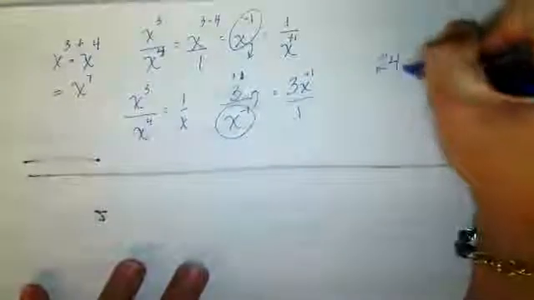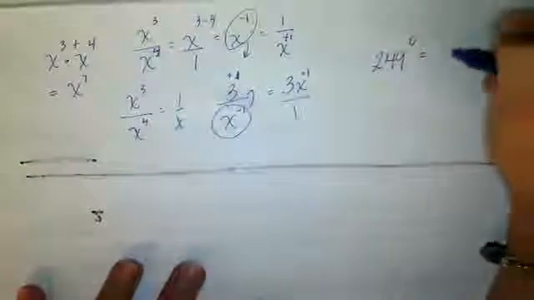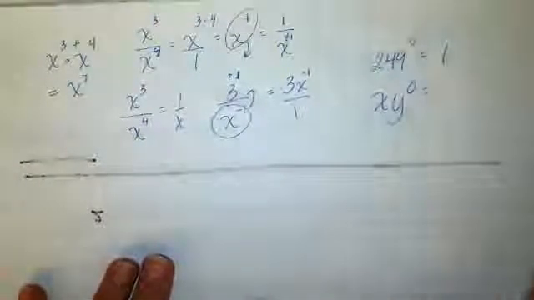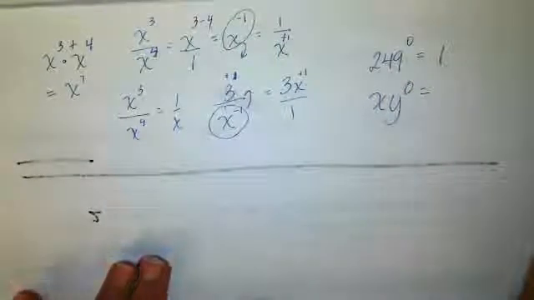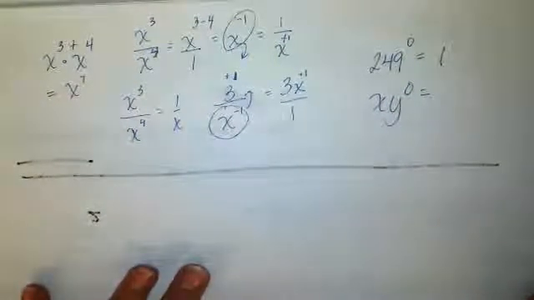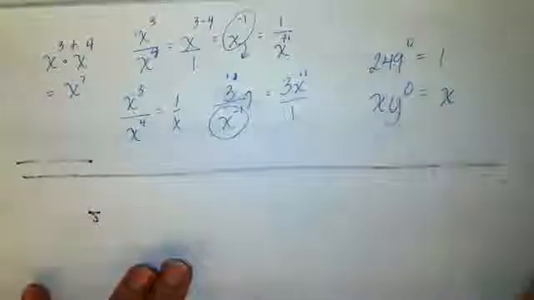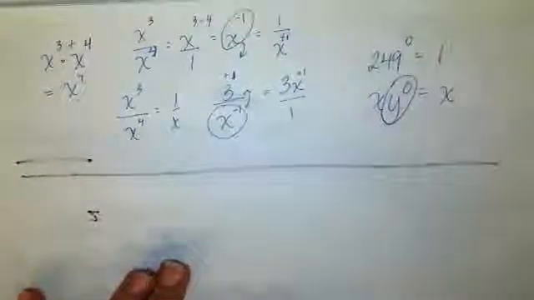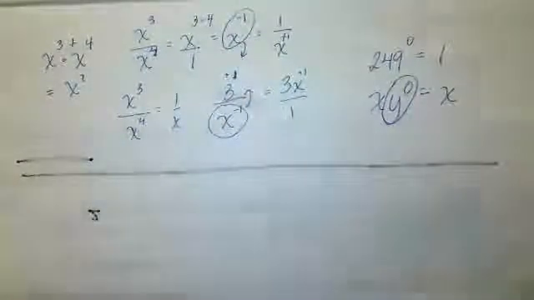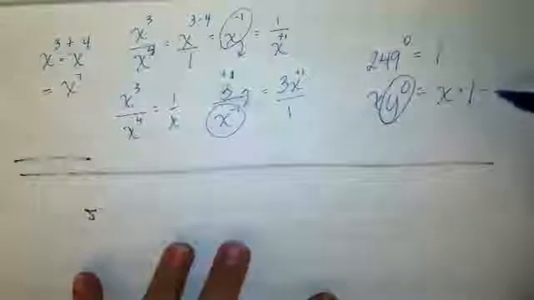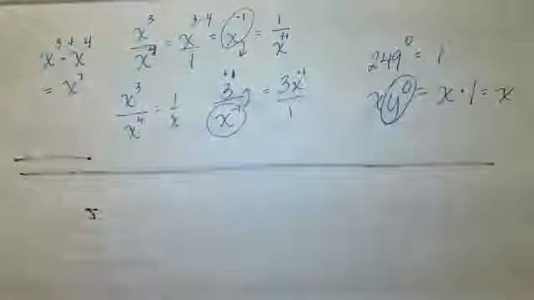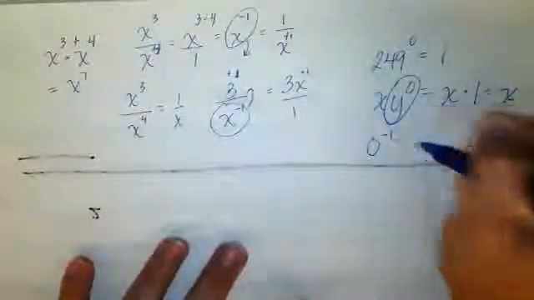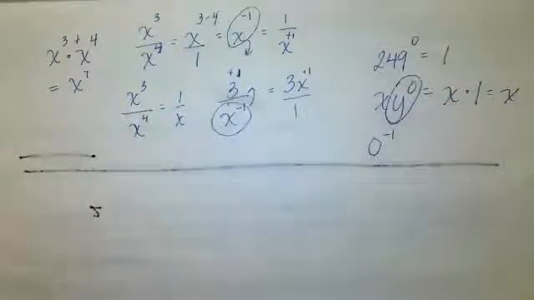What is 249 to the 0 power? 1. What is xy to the 0 power? 1. No, I fooled you. It's x. Why is it x? Because the 0 affects only the y. Very good. So that is x times 1, or just x. Remember, any number to the power 0 is equal to 1. Almost, because what's 0 to the negative 1 power?